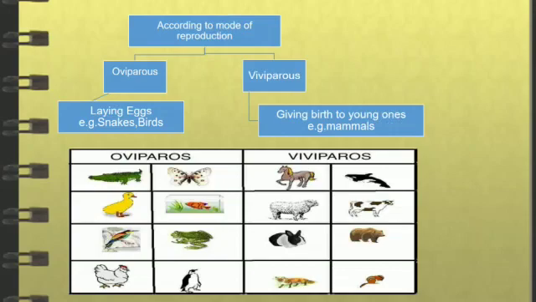Now let's know about animals according to the mode of reproduction. There are two types of reproduction, oviparous and viviparous. Animals laying eggs are called oviparous. Example, snakes, bird, etc. Whereas animals giving birth to their young ones are called viviparous animals. For example, mammals.